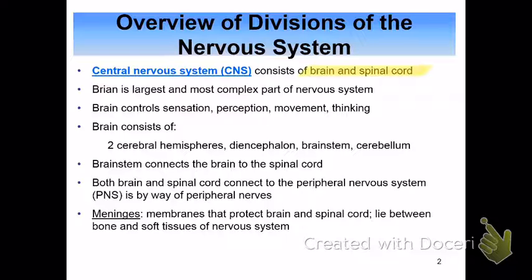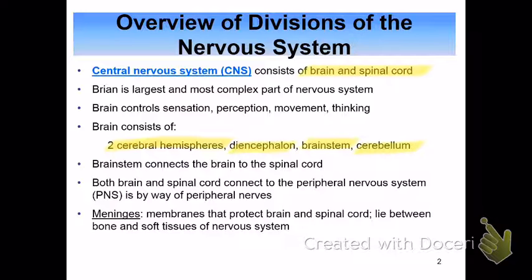But we know the brain is big and complex and it controls lots: sensations, perceptions, movement, thinking, feeling and sensing. The brain consists of, and you know this because you've already studied for a lab, two cerebral hemispheres, a right and a left; the diencephalon, that's the thalamus and hypothalamus; the brainstem; and the cerebellum. We're going to talk about each of those individually in this PowerPoint.